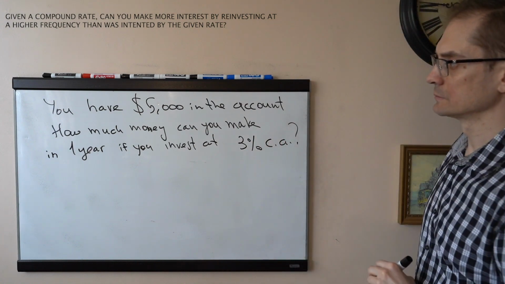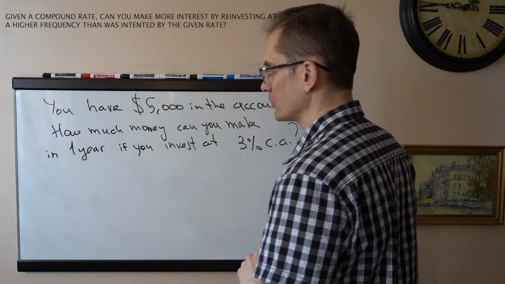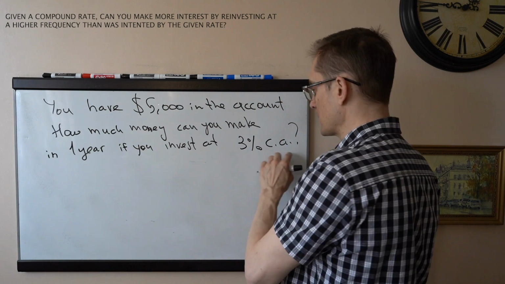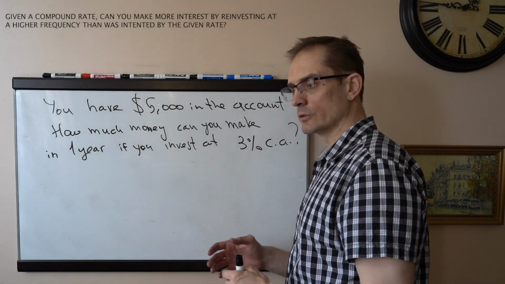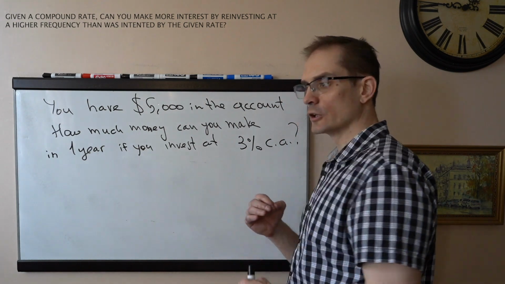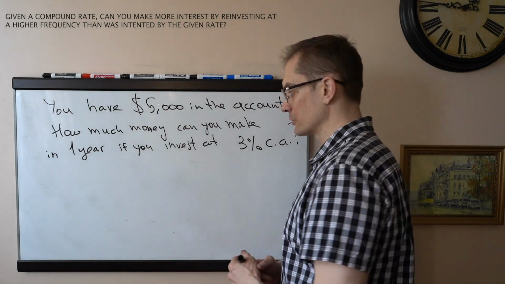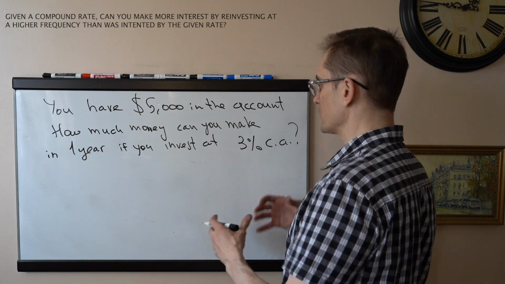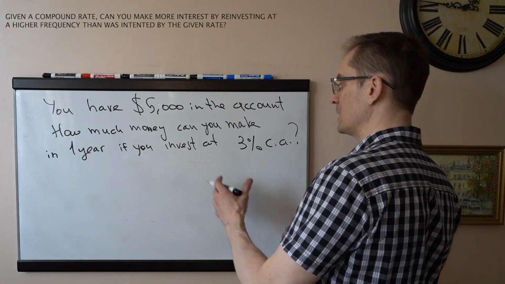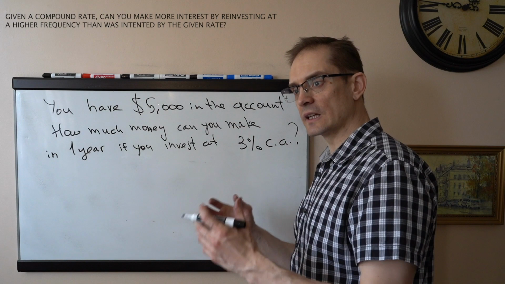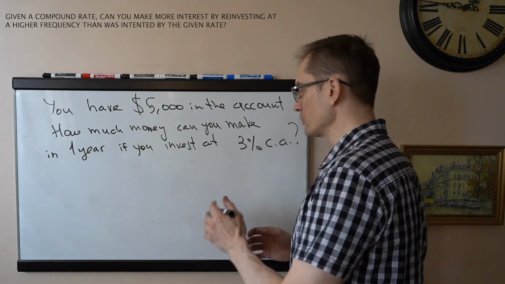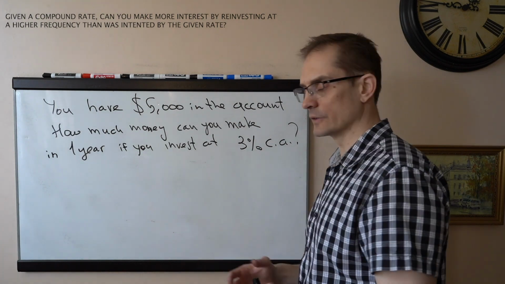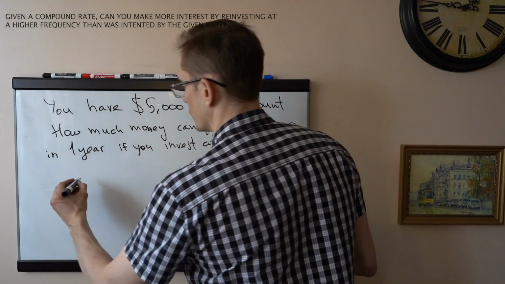Okay. So it looks like, yes, the rate is compounded annually, and it looks like you can trick the system by reinvesting every half year. So what if you decided, okay, maybe if I reinvest every half year, maybe I can generate more interest, just like I could do if this was a simple interest. Okay, let's see what happens.